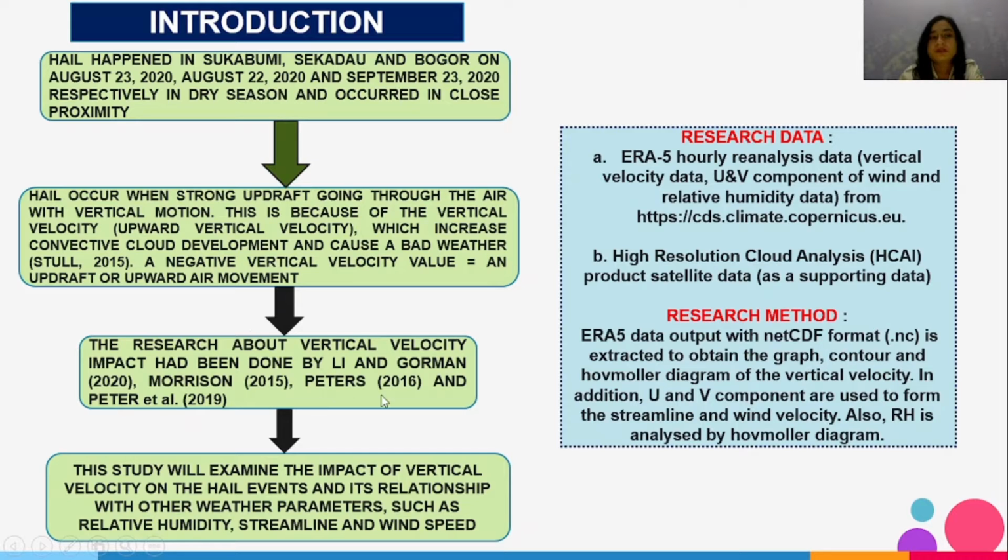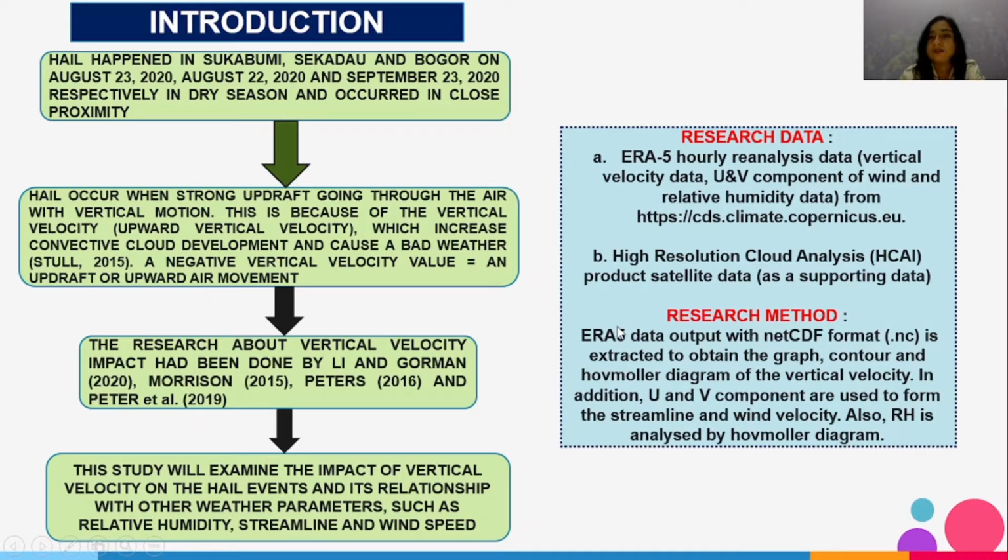Research about the impact of vertical velocity has been done by Lee and Gorman, Morrison, Peters, and Peter et al. Therefore, this study will examine the impact of vertical velocity on hail events and its relationship with other weather parameters such as relative humidity, streamline, and wind speed.